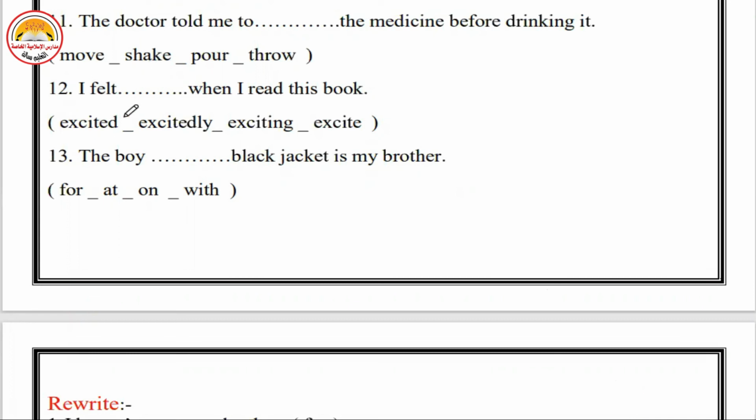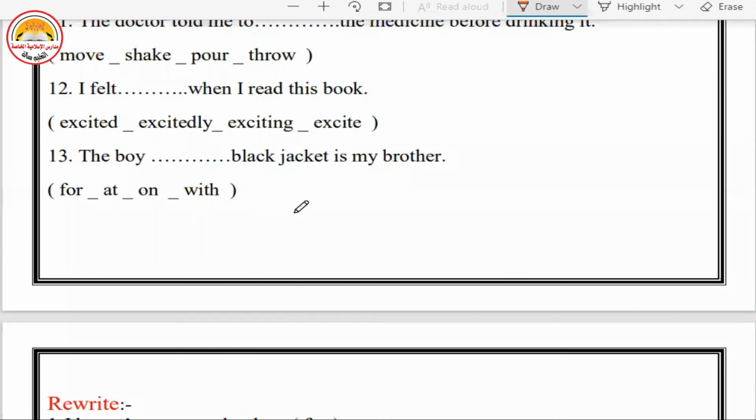Number 12. I felt space when I read this book. I felt what? Ali. Excited. Yes, excited. Yes, thank you. After the verb felt, we need an adjective. Excited. I felt excited. Okay, we use adjective with ed, not ing.